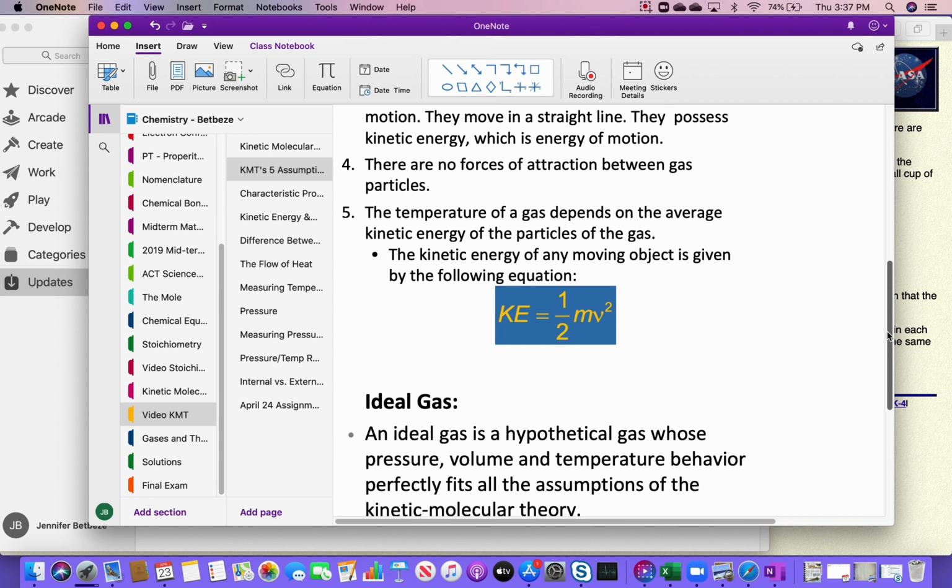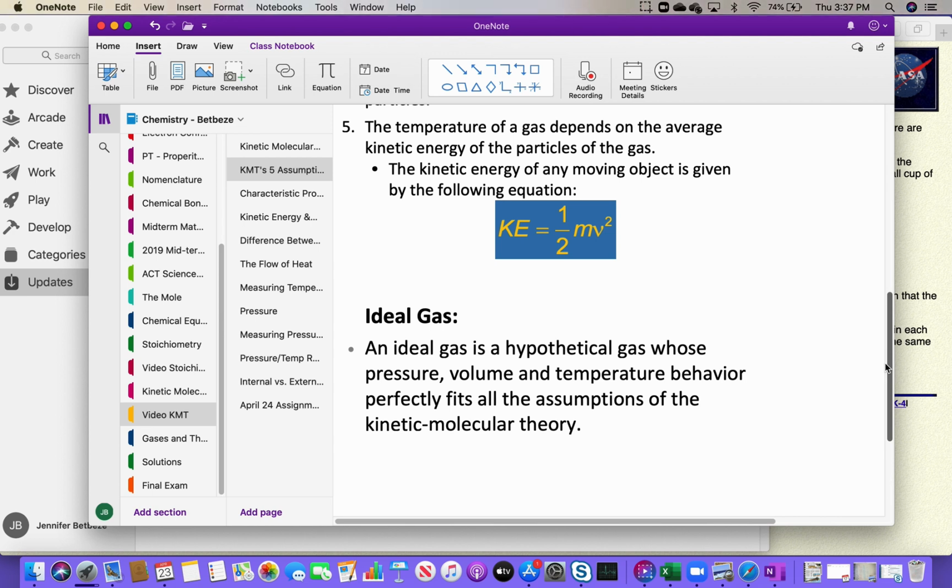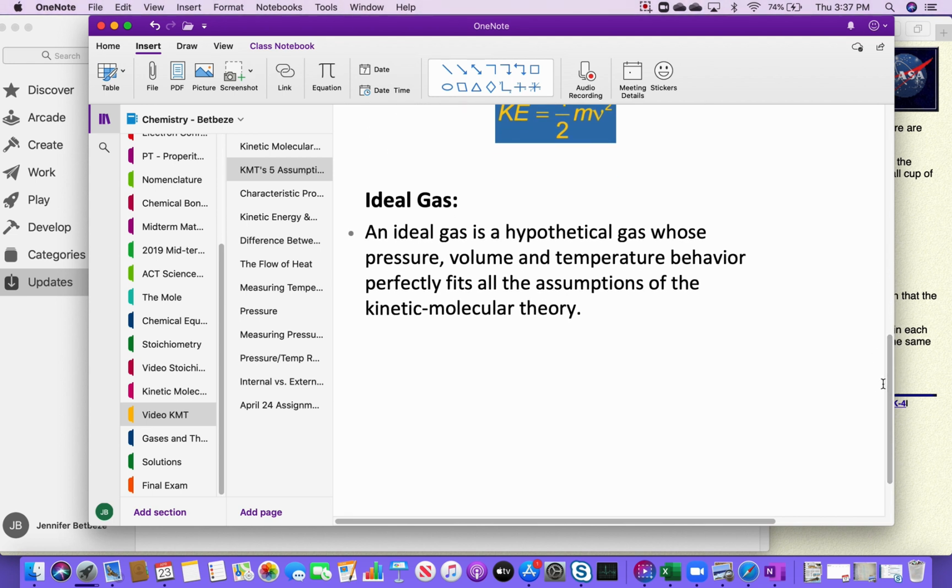Assumption 5 is that the temperature of a gas depends on the average kinetic energy of the particles of the gas. So remember, temperature is always about average kinetic energy. That's the definition of temperature. The formula for kinetic energy is 1/2 the mass times the velocity squared. Now, ideal gases, which is what we're going to be talking about for this unit, is a very hypothetical gas whose pressure, volume, and temperature behavior perfectly fits all the assumptions of the kinetic molecular theory.